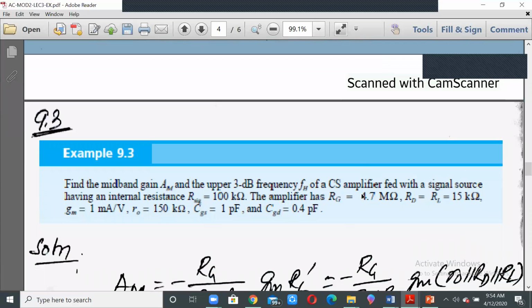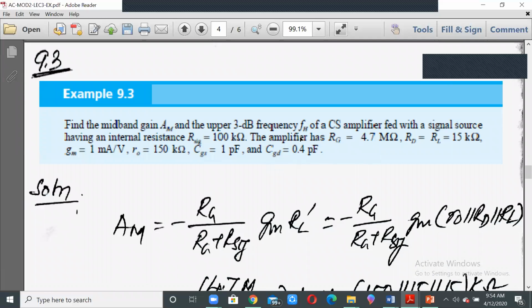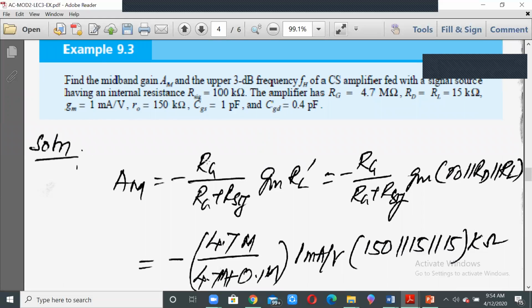Then coming to example 9.3: find the midband gain AM and the upper 3 dB frequency FH of a CS amplifier fed with a signal source having an internal resistance Rsig equal to 100 kilo ohms. The amplifier has Rg equal to 4.7 megohm, Rd equal to RL equal to 15 kilo ohm, gm equal to 1 milliampere per volt. Then we have ro as 150 kilo ohm, CGS equal to 1 picofarad, and CGD equal to 0.4 picofarad. So AM, again the same formula, minus Rg divided by Rg plus Rsig, gm RL dash.